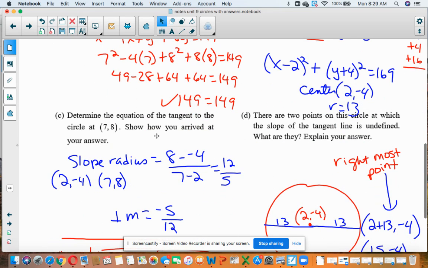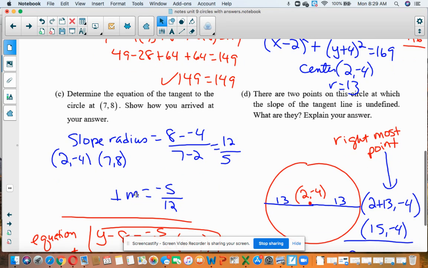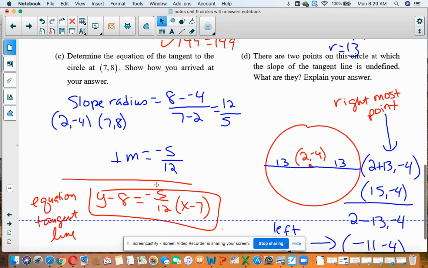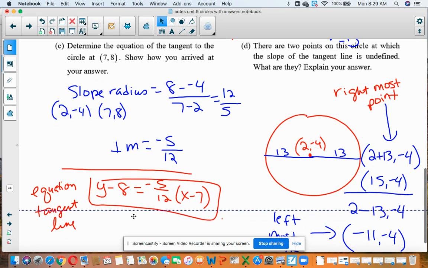And I want to find the equation of the tangent line to the circle at 7, 8. So I find my slope of my radius, change in y over change in x. My slope is 12 over 5. I need a perpendicular slope. My perpendicular slope is negative 5/12. And then I'm using that point, 7, 8, and my perpendicular slope of negative 5/12. And I'm just plugging it into the equation of a line right there.